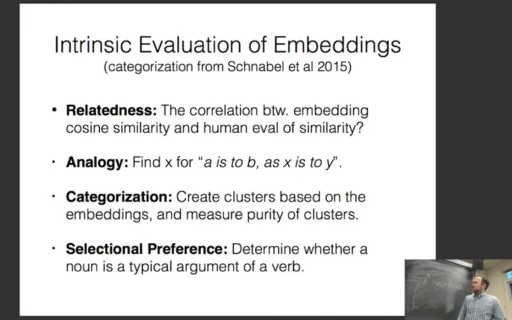There's another one, selectional preference. This is a pretty minor one, but it was still cited in the paper, which is determining whether nouns and verbs tend to go together as arguments.